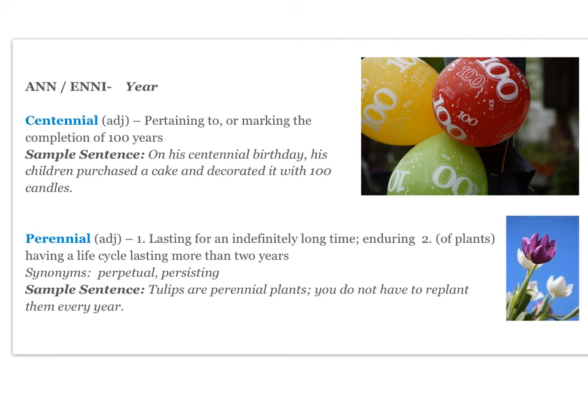Your next root is ann or enn, which means year. And your first word is centennial. It's an adjective, and it means pertaining to or marking the completion of 100 years. Your sample sentence is, on his centennial birthday, his children purchased a cake and decorated it with 100 candles.